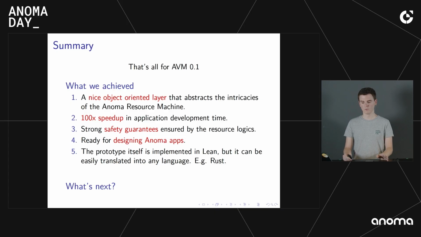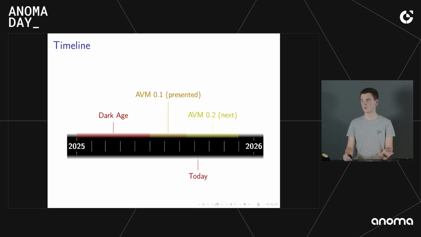So, what's next? That's a summary of the year. Before AVM, there was the dark age, where you had to be an expert in the Anoma resource machine. But since June, we started to work on AVM 0.1, which we finished in the middle of August. And then we started to work on the next version, AVM 0.2, that will be released later this year.